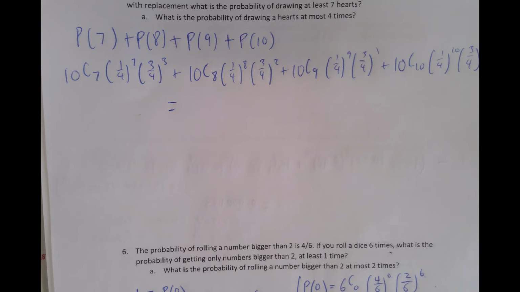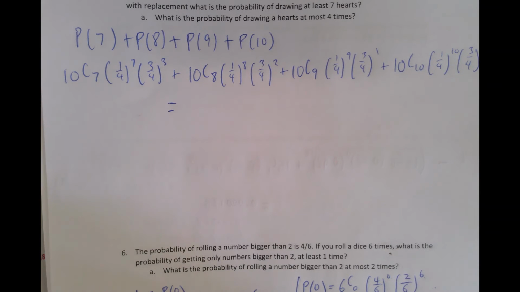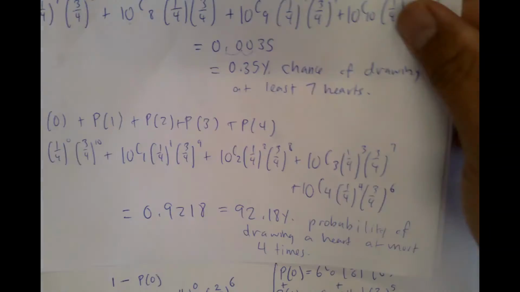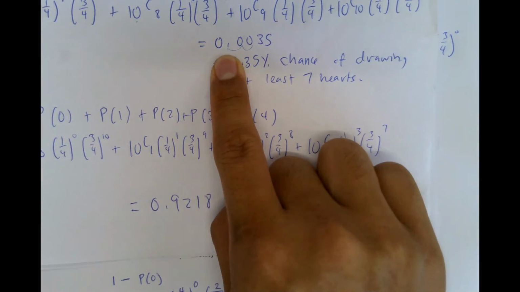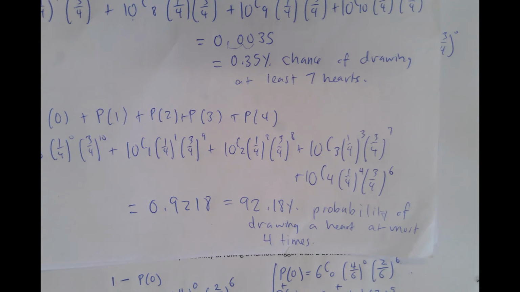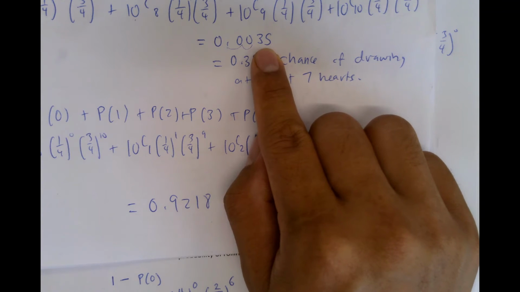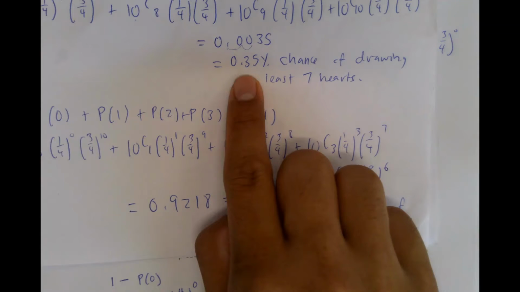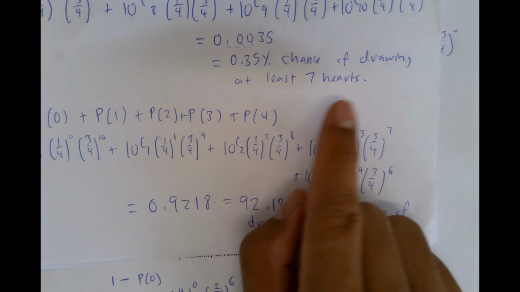Okay, so this is really the hard part, is setting it up like this. The other part is then you just calculate it, and I don't have a graphing calculator with me right now. So I'm just going to go ahead and write my answer here. After you type it in, you should get 0.0035. And then it will be 0.35. Again, to convert a decimal into a percentage, a really easy way is just to multiply by 100, and then you get 0.35% chance of drawing at least 7 hearts.